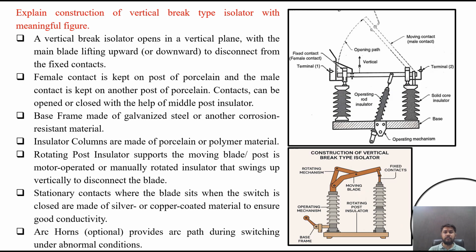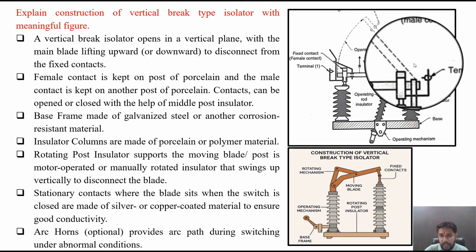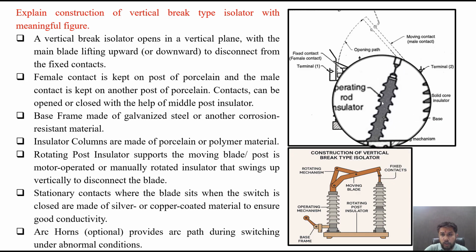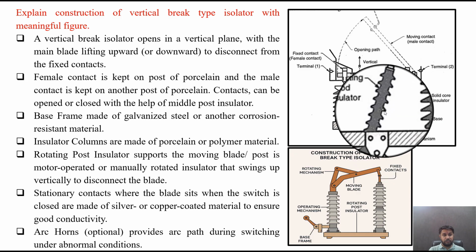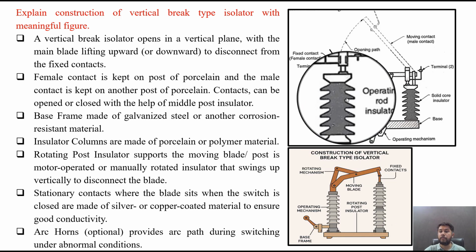Explain construction of vertical break type isolator with a meaningful figure. A vertical break isolator opens in a vertical plane with the main blade lifting upward or downward to disconnect from the fixed contacts. You can see in the figure, these are the poles of fixed contacts. This is the moving contact or operating rod insulator. Female contact is kept on the post of porcelain and the male contact is kept on another post of porcelain. These post insulators are made of porcelain or polymer material.